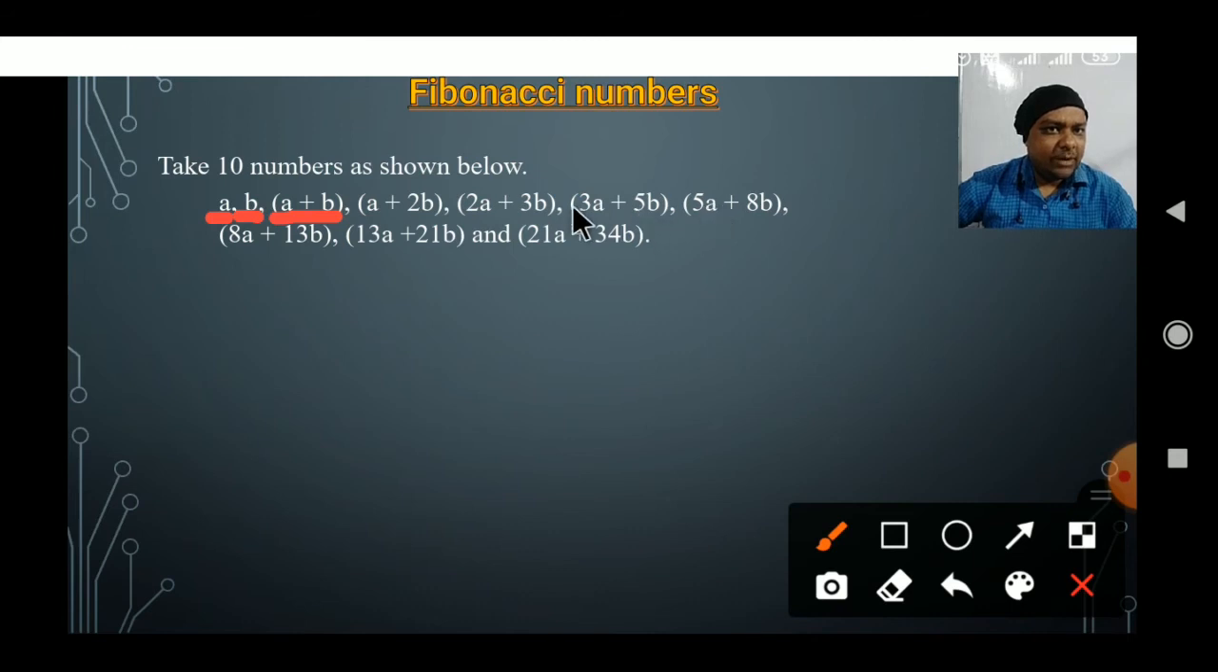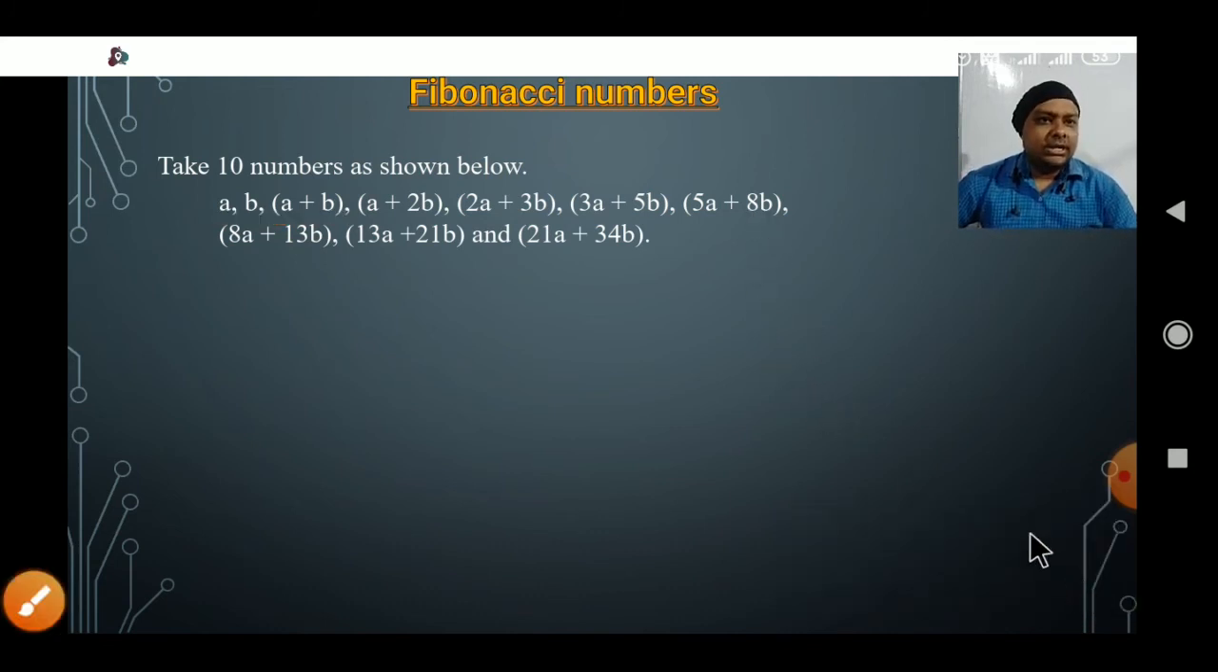And 5 plus 3, 8. Same as, 8 comes on A. And 8 plus 5, 13. Then 13 comes on A. And 13 plus 8, 21. And then 21 comes on A. And 13 plus 21 is equal to 34B. That is the formula of Fibonacci number. Okay. We can find any Fibonacci number. But what is the use of Fibonacci number?